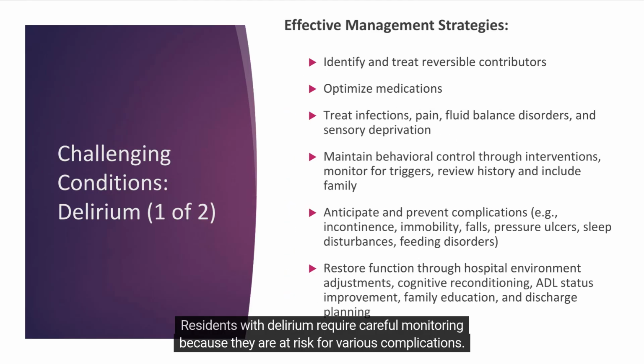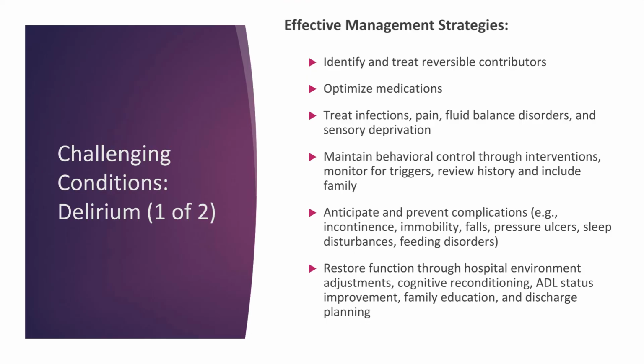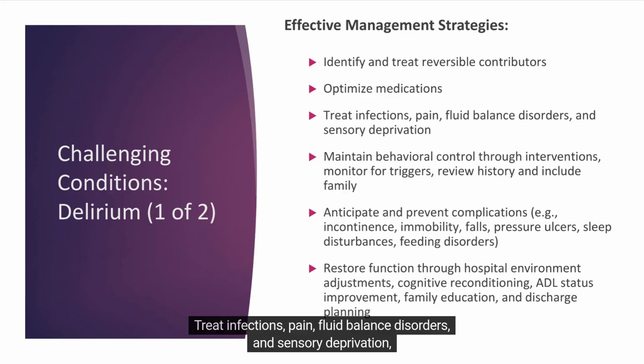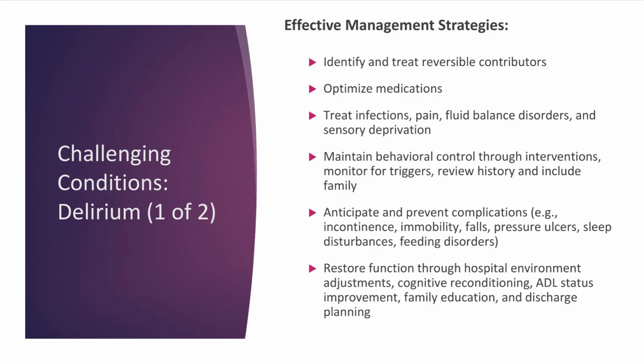Residents with delirium require careful monitoring because they are at risk for various complications. Here are some effective management strategies for individuals with delirium. Identify and treat reversible contributors. Optimize medications. Treat infections, pain, fluid balance disorders, and sensory deprivation. Maintain behavioral control through interventions. Monitor for triggers, review family and medical history, and include family members.